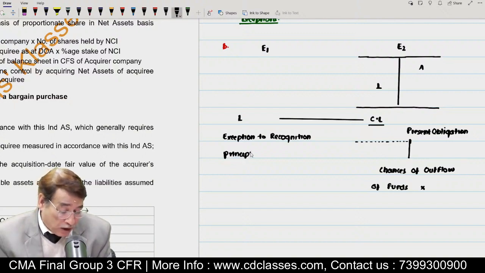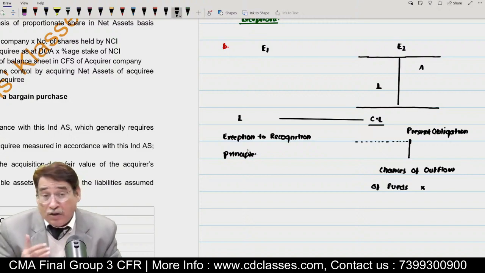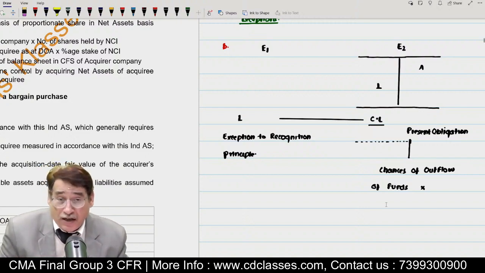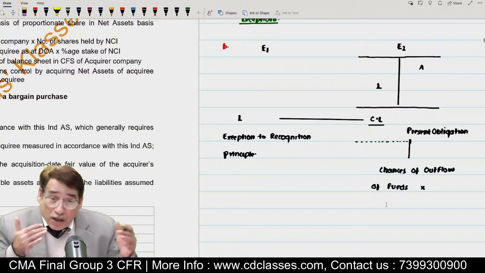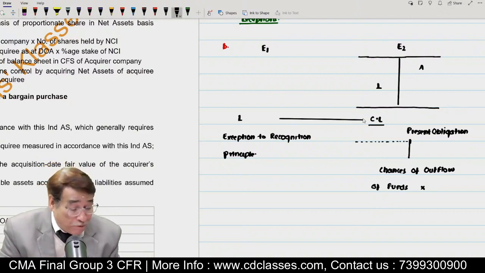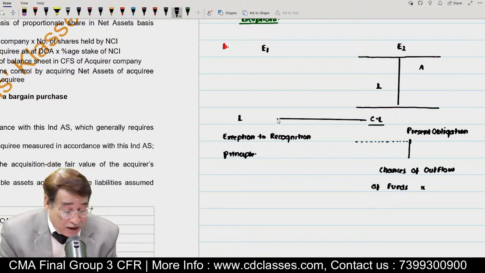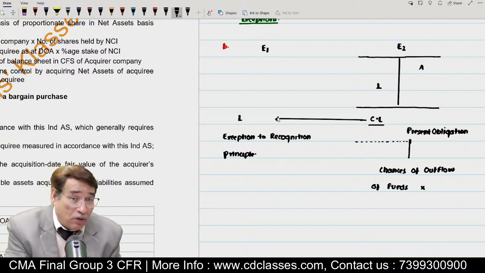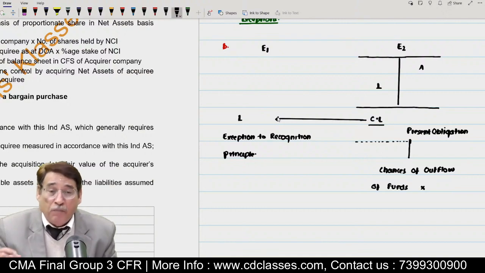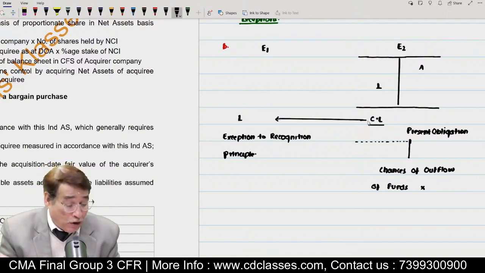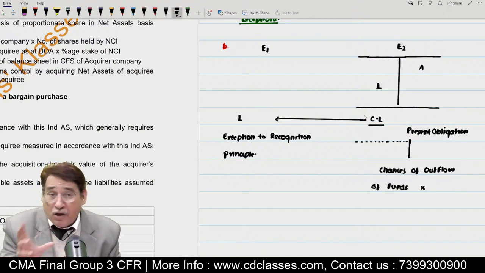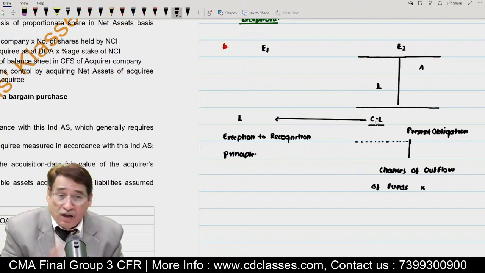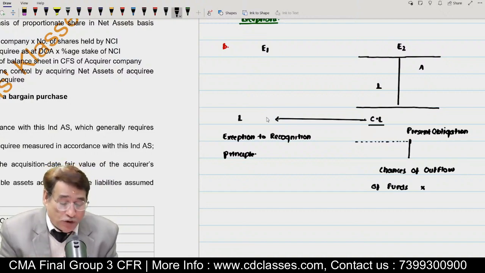So we will have to recognize it as a liability. As you know, contingent liabilities are never recognized as what we call liability. But still the acquired company will have to recognize this as a liability in its books. Is it clear to you or not? And why it is known as an exception to recognition principle, you should also understand that. Because generally contingent liabilities are not recorded as a liability. They are written generally under the footnote, but we will have to recognize it.